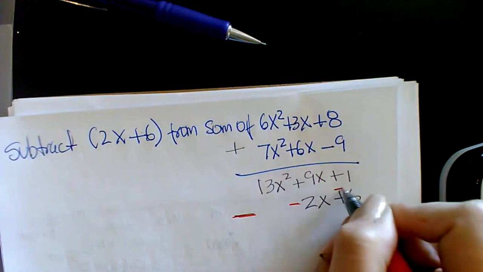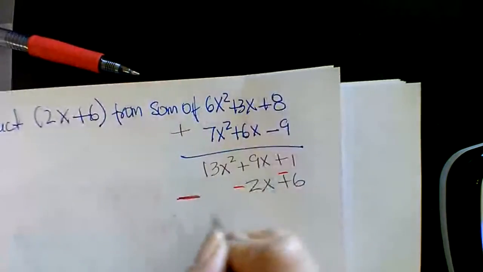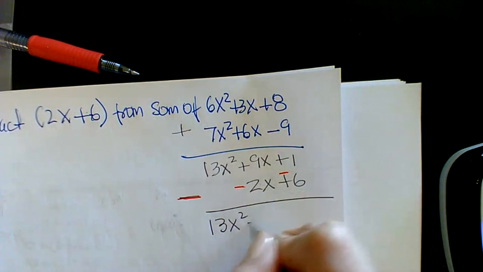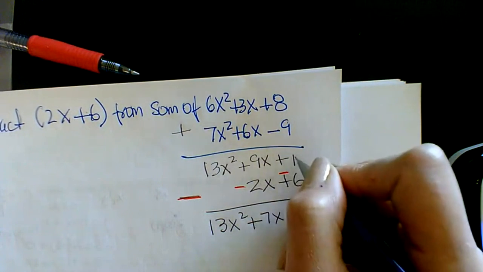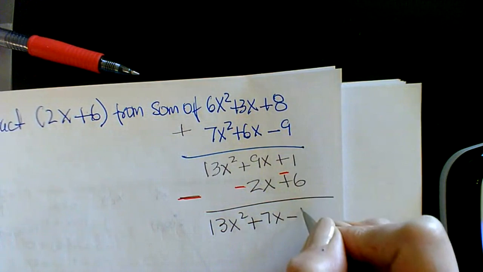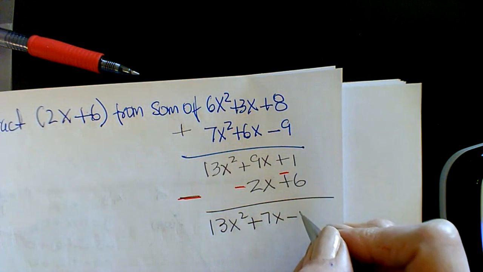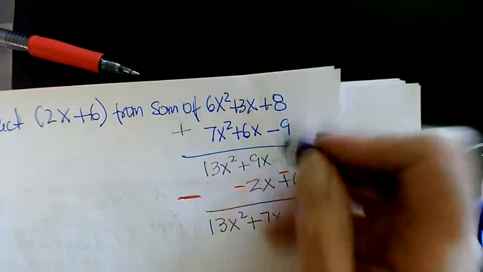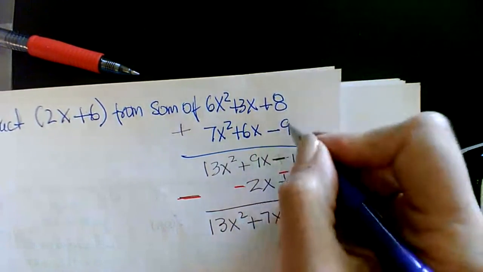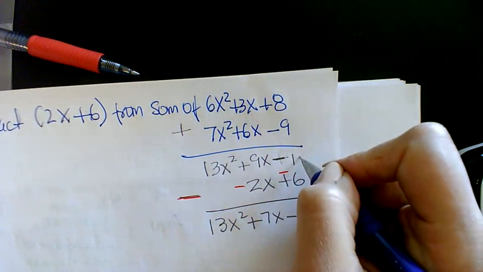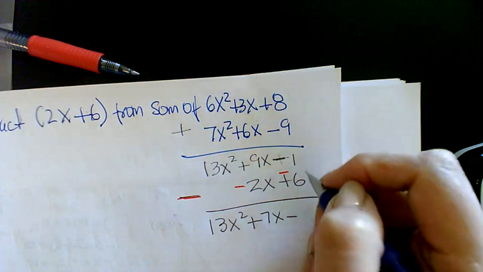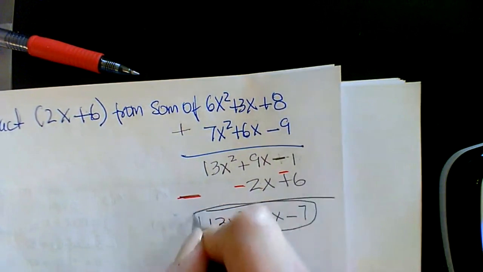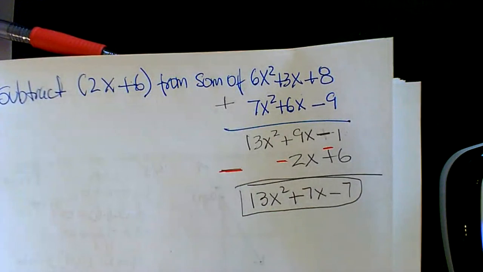It's going to be negative. Positive is going to be negative. So what do I get? 9 minus 2, 7x. 1 minus 6 minus. Oh, look at this. This is negative. Negative 9 plus 8 is negative 1. So negative 1 minus negative 6 is negative 7. And this is my answer.